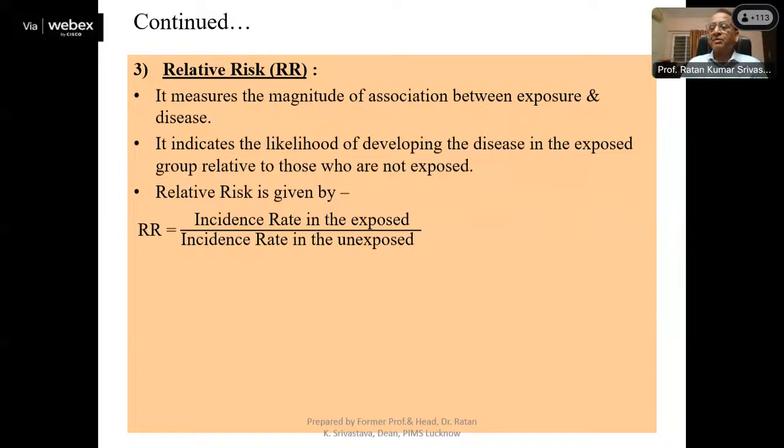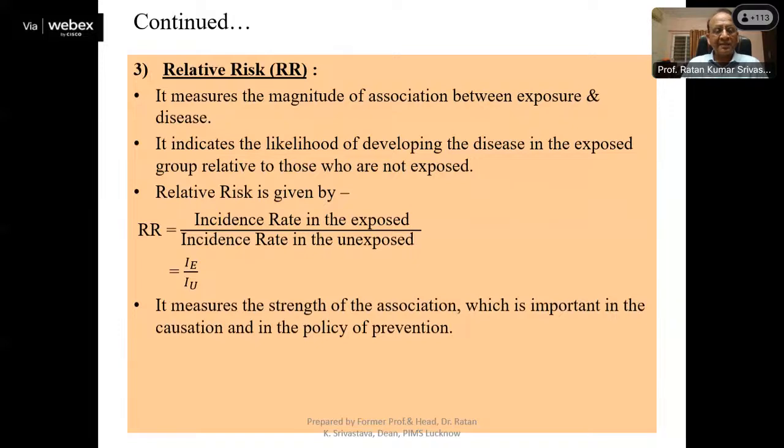Park has mentioned about relative rate. So we call it relative risk. Relative risk you calculate when you calculate incidence rate in exposed and you calculate incidence rate in unexposed. So incidence in exposed, IE, upon incidence in unexposed, IU. The formula becomes very easy. It measures the strength of association, which is important in causation and in policy prevention.